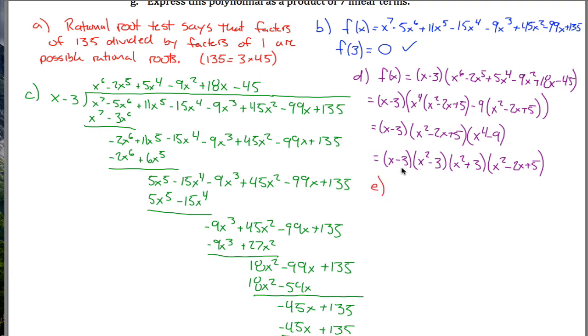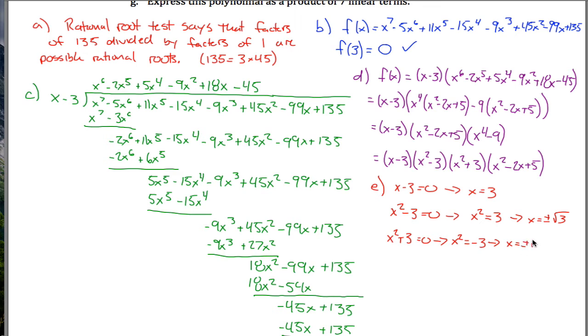So to find all of the roots, this one's easy. It's when x equals 3. So x minus 3 equals 0 gives me x equals 3. X squared minus 3 equals 0 gives me x squared equals 3. So x is equal to plus or minus the square root of 3. X squared plus 3 equals 0 gives me x squared equals negative 3, which gives me x equals plus or minus the square root of 3 times i, because it was the square root of negative 3, so I can pull that i out.